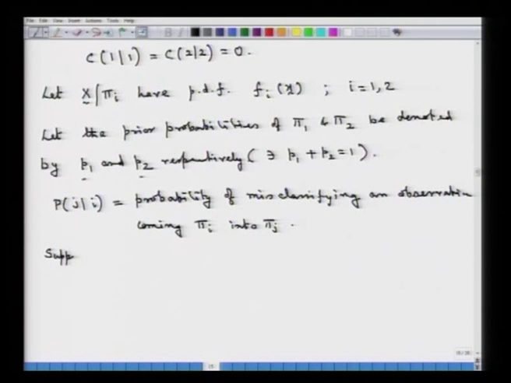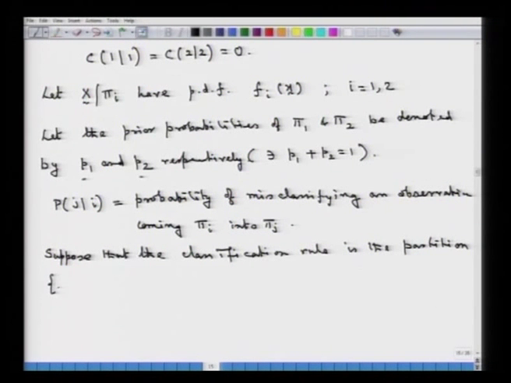Now, suppose along with this, suppose that the classification rule is given by the following. Classification rule is the partition. We had discussed how we are actually looking at the classification rule as partitions of the sample space, is the partition R1 and R2. So, this is the partition of the sample space script x.